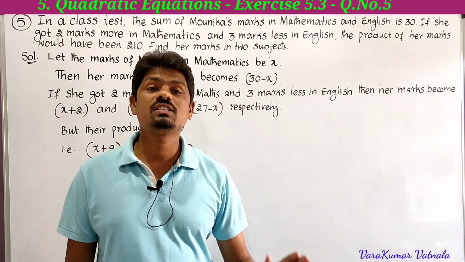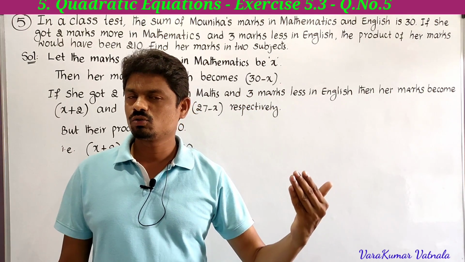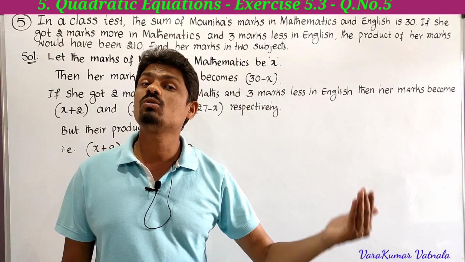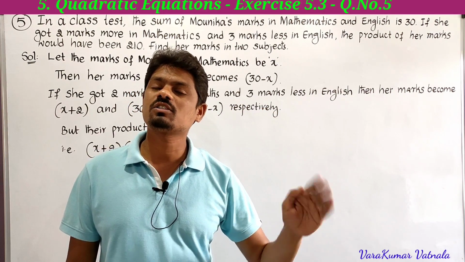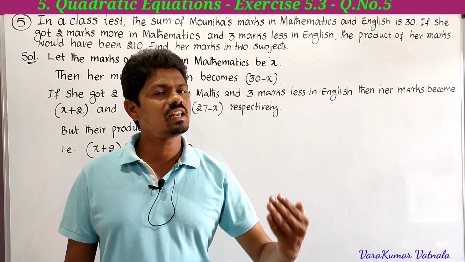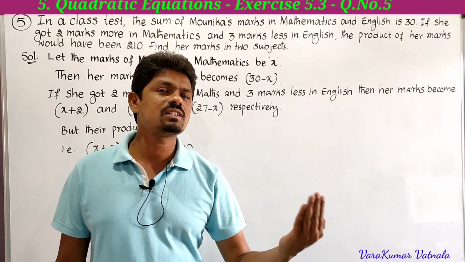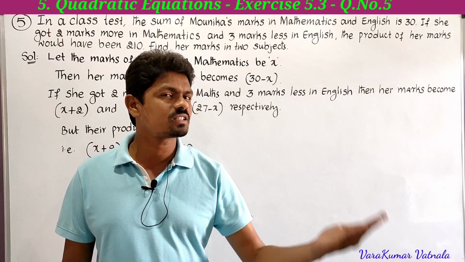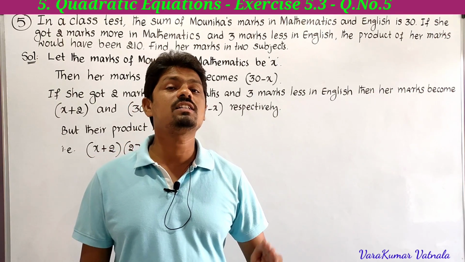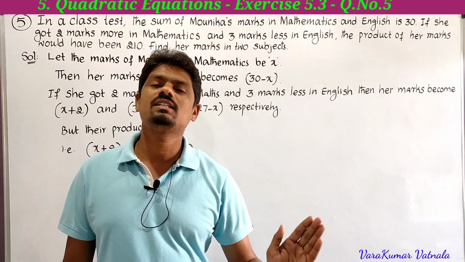And also he is saying that if she got 2 marks more in maths, so maths marks are x, 2 marks more means we have to add 2, then maths marks becomes x plus 2. And 3 marks less in English, so less means we have to subtract. The marks in English is 30 minus x, 3 marks less means 30 minus x minus 3, that is 27 minus x. Their product is 210, he is saying.